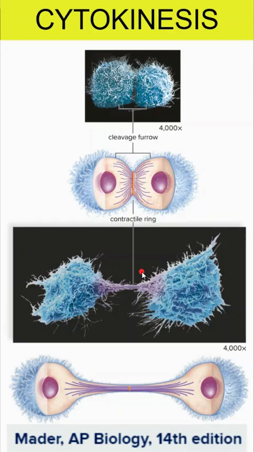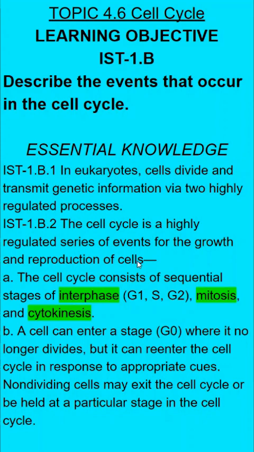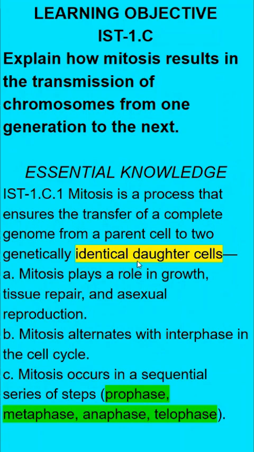So in cytokinesis, they split, and we have this contractile ring and this indentation occurring at the cleavage furrow. This contractile ring is made out of cytoskeleton actin proteins. And again, that's kind of squeezing it apart, and eventually we split. If they're plants, we have a cell plate, but cytokinesis is when the cell actually splits. So again, during the cell cycle, we have interphase, mitosis, and cytokinesis. Mitosis is broken up into prophase, metaphase, anaphase, and telophase, and the result is identical daughter cells.